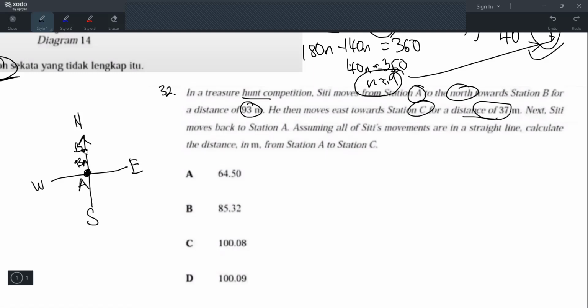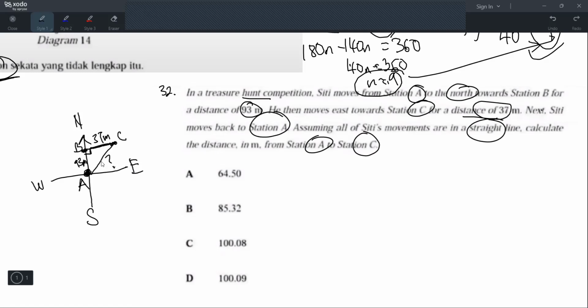So if you move until here, the east of this will be here, right? And it will be exactly 90 degrees here, because when you're moving east, it will be completely straight, right? So it will move along for 37 meters until station C, right? And then next, she moves back to station A. So from C, move back to A. And then it says, assuming all of her movements are in a straight line, calculate the distance from A to C. It means this distance. So use Pythagoras theorem.